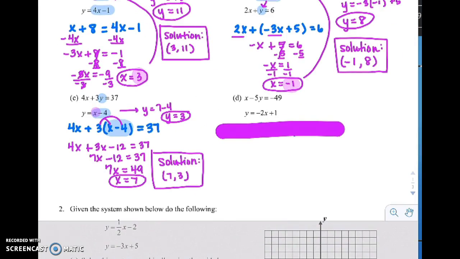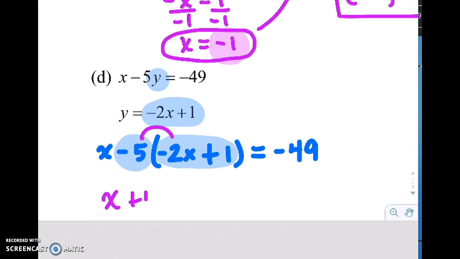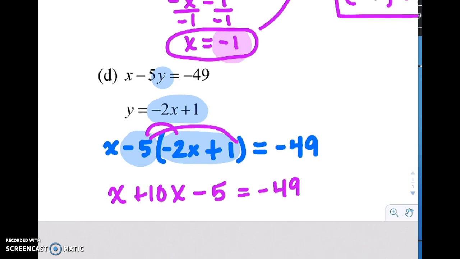All right, last full system we're going to solve right now. We're going to substitute the expression that y is equal to, this negative 2x plus 1, in here for y in the first equation, and be very careful. Put it in parentheses and make sure when you distribute, you're distributing a negative 5. So I get x plus 10x minus 5 equals negative 49.